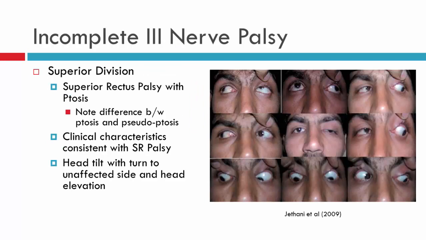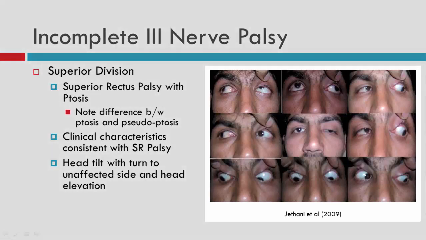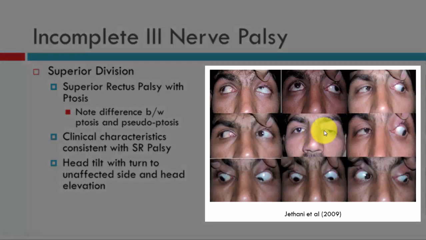Okay, let's move on to incomplete third. So now we're going to be looking at the superior division being affected versus the inferior division. Let's commence with the superior division. Now remember, the superior division supplies the superior rectus and the levator. So what we will see is a palsy that's consistent with the superior rectus palsy, and we will have a ptosis. If we have a look at the patient here, we have a left superior division third nerve palsy.